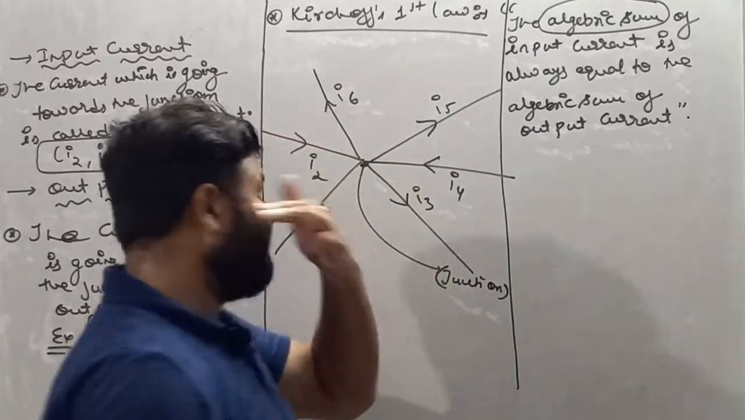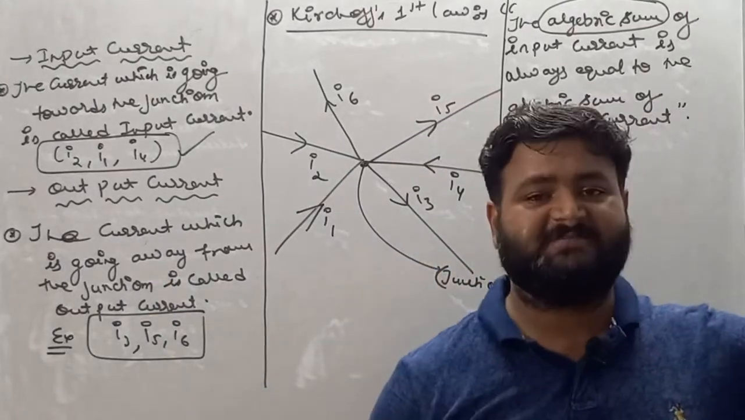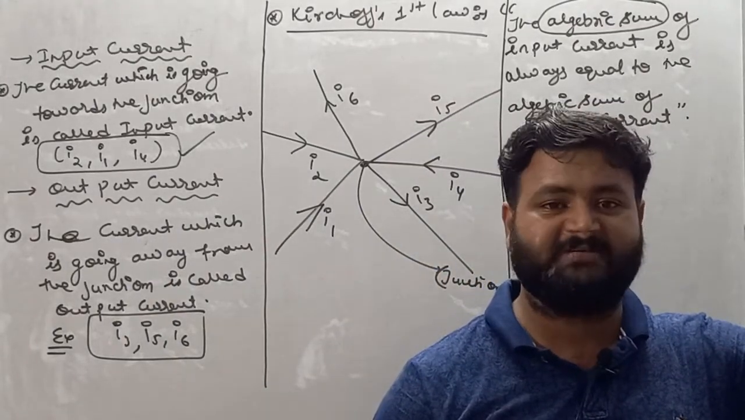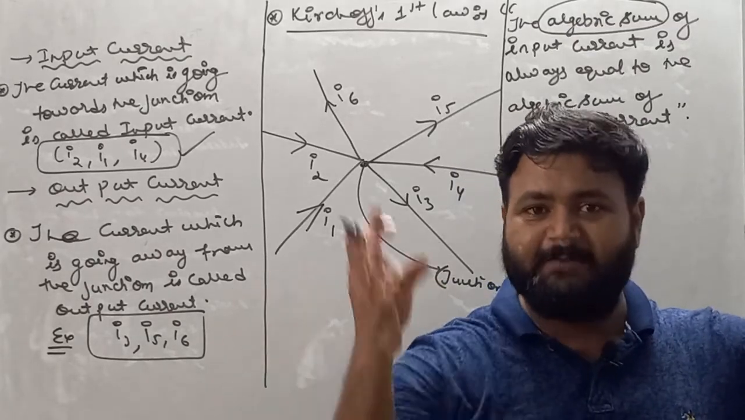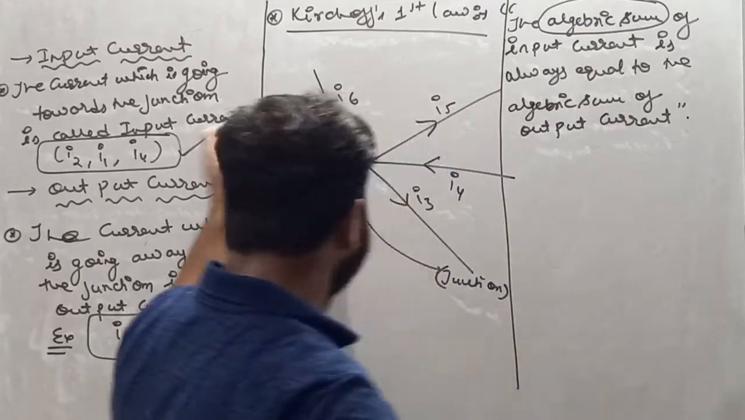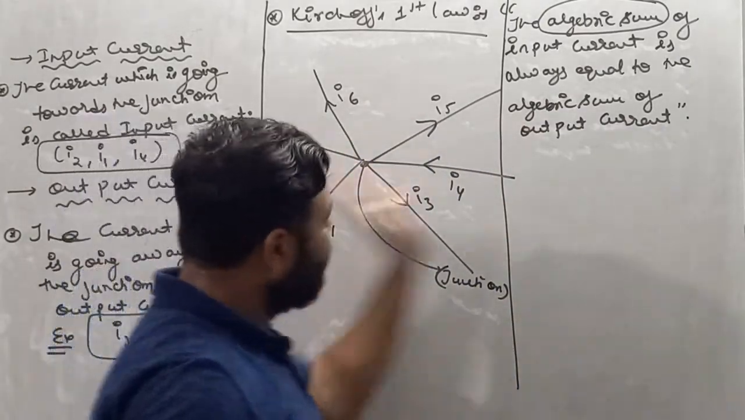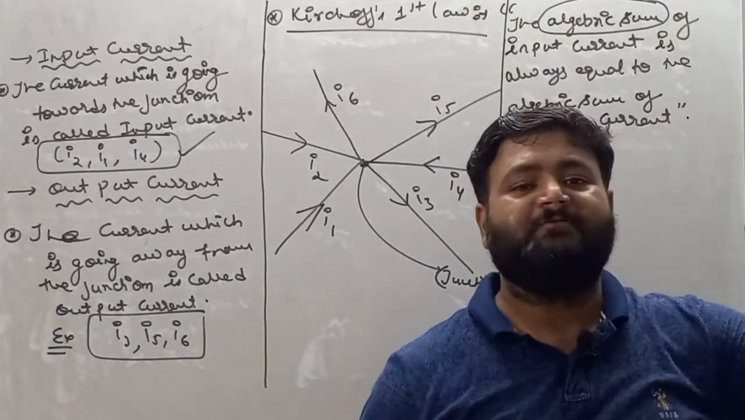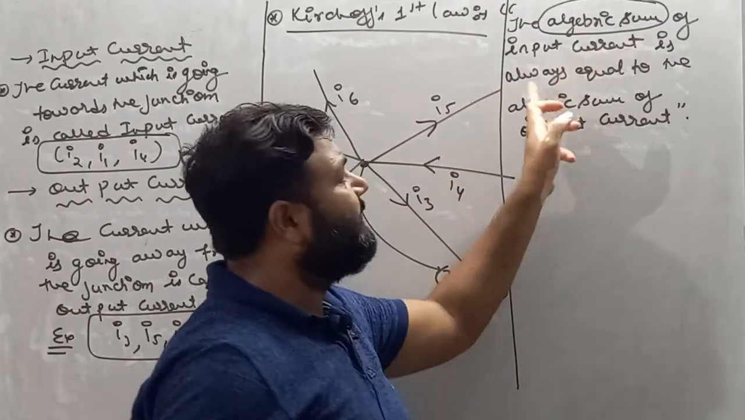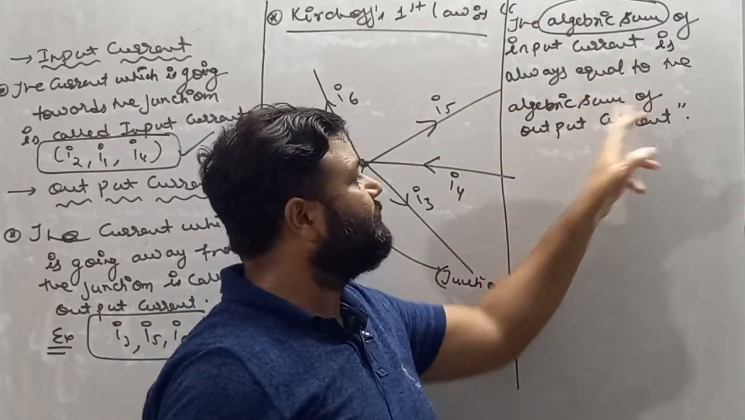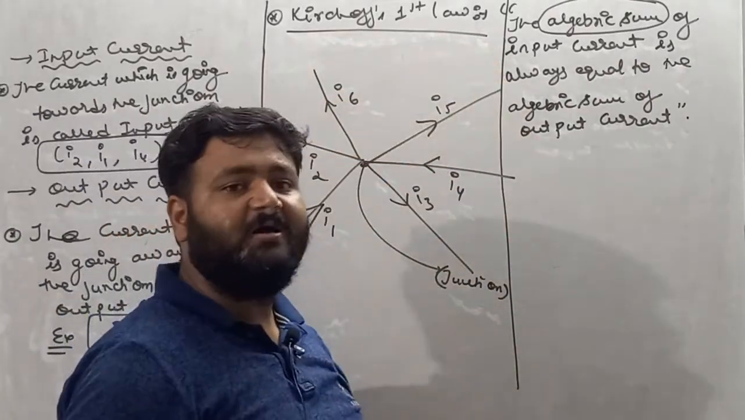So remember what the first law says. As we know, the first law is basically based on conservation of charge. So if charge is conserved, it means the amount of current which is going towards the junction equals the amount of current which is going away from the junction. So the algebraic sum of input current is always equal to the algebraic sum of output current. This is what Kirchhoff's first law says.